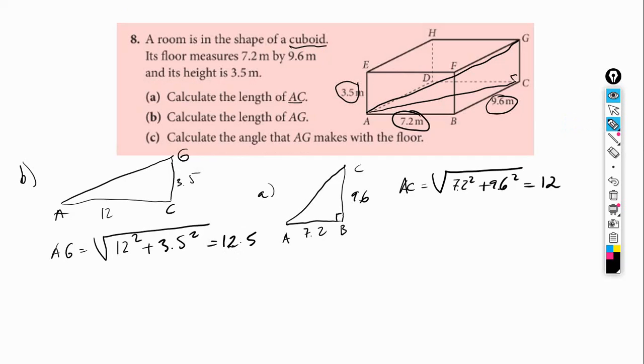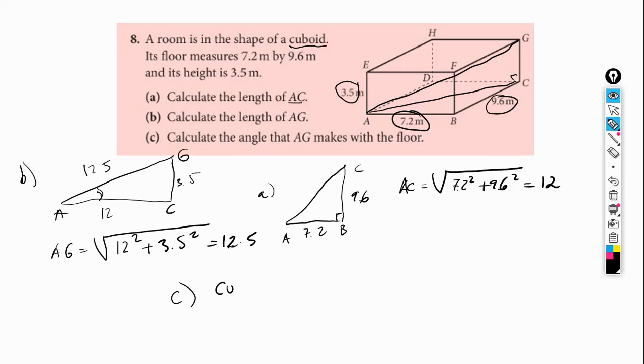Now it says calculate the angle. So C is calculate the angle that AG makes with the floor. So notice that that angle that AG makes with the floor is this one over here, because this is the floor, AC is the floor. And this is 12.5. So to calculate the angle, we have all three side lengths. Remember that implies using the cosine rule.